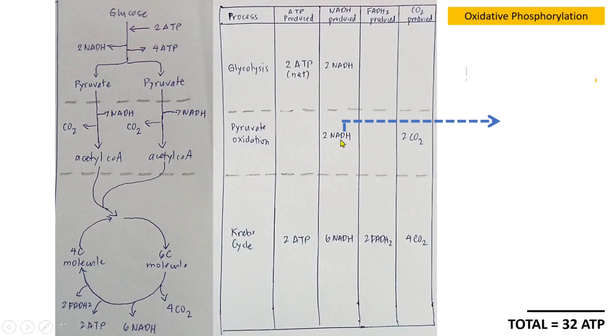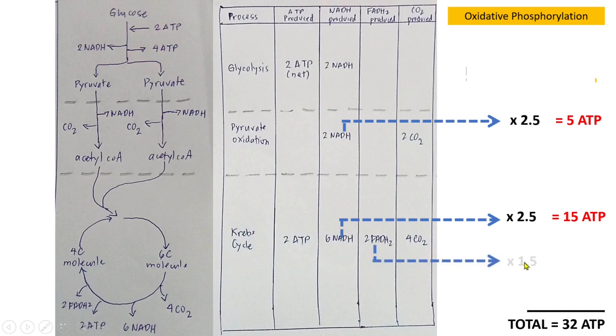We have 2 NADH. The multiplier is 2.5. So you have here a 5 ATP produced from the 2 NADH in pyruvate oxidation. Next, you have 6 NADH produced in Krebs cycle. Multiplier is still 2.5. It's here to remember. And then you will have 15 ATPs here. But the FADH2 here has only a multiplier of 1.5. So 2 times 1.5 is equal to 3 ATPs. So take note that the NADH will always have a 2.5 and FADH will always have a 1.5 inside of pyruvate oxidation and Krebs cycle.